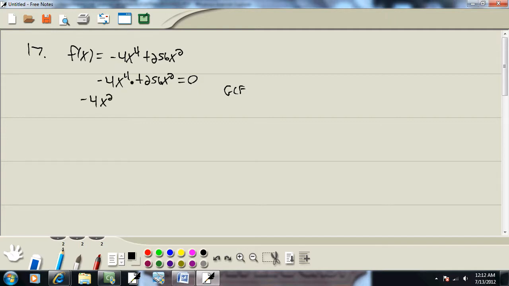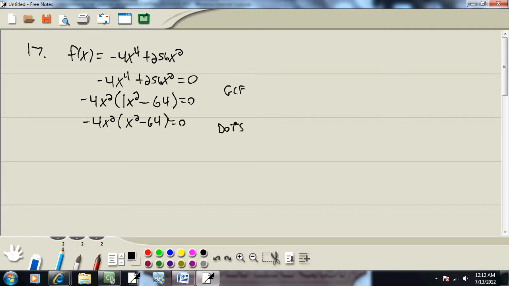And I'll bring out x squared. This is x to the fourth, this is x squared. It's always x to the smallest power. Well, negative 4 divided by negative 4 is 1. I had 4 x's, I took 2 away, so it leaves me x squared. Minus, and 4 goes into 256 64 times, and that x squared's gone. So we got negative 4x squared times x squared minus 64.